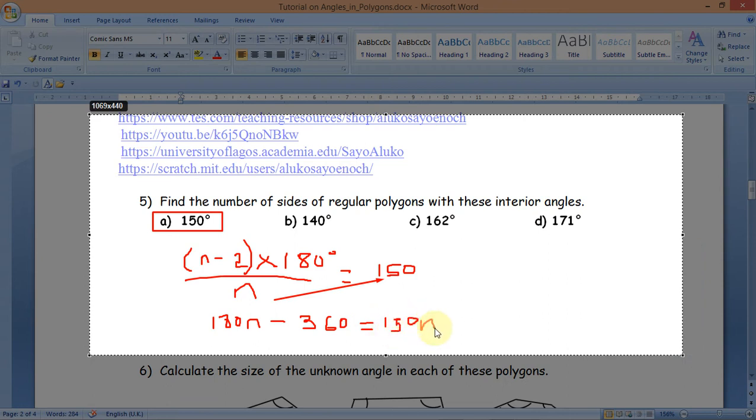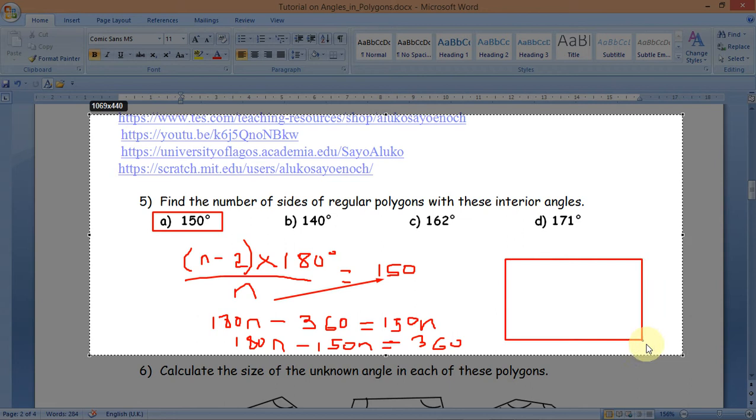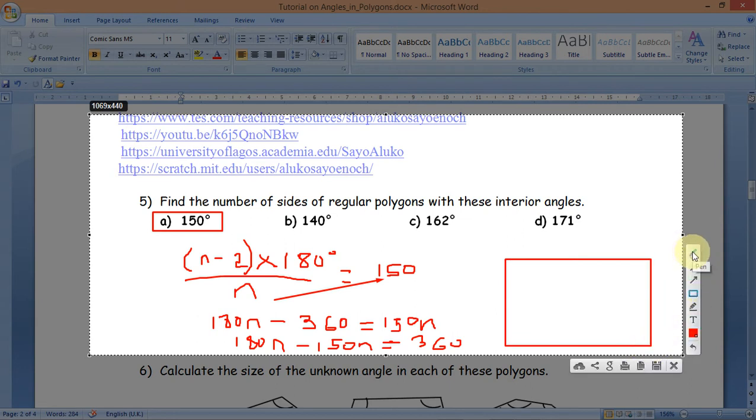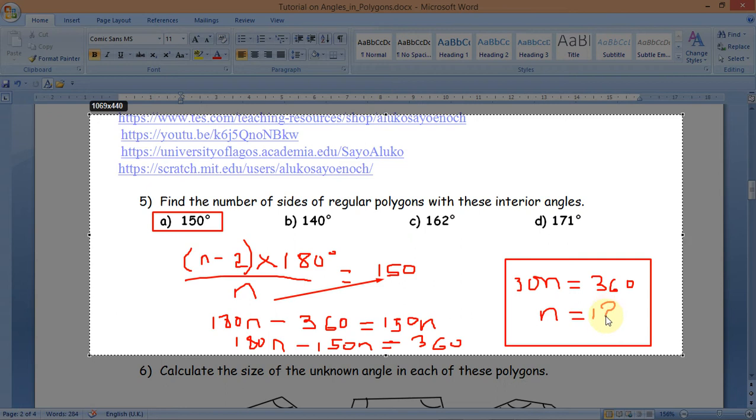Guys, because I'm looking for n, it should be on the left hand side. So I'm going to take this one back there. Therefore I have 180n minus 150n, then minus 360. If you take it to the other side, that will give plus 360. So equals 360. So 180 minus 150 is 30. So 30n equals 360. Then what do you do to both sides? You divide both sides by 30. So n will be 360 divided by 30, and that will be 12. So the number of sides is 12.